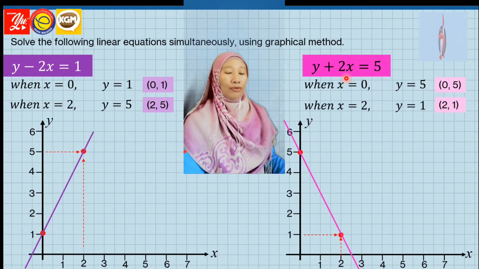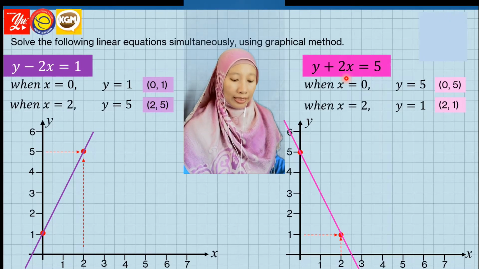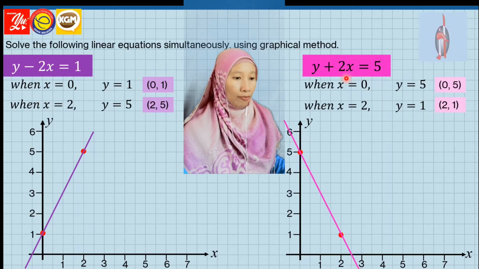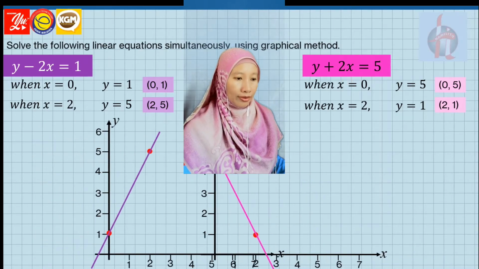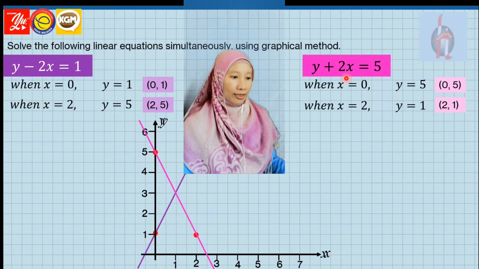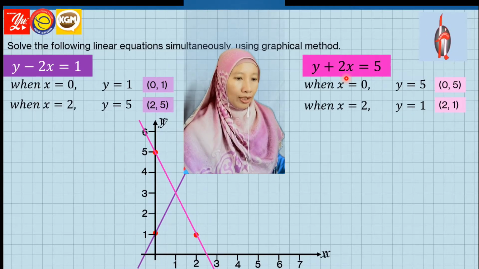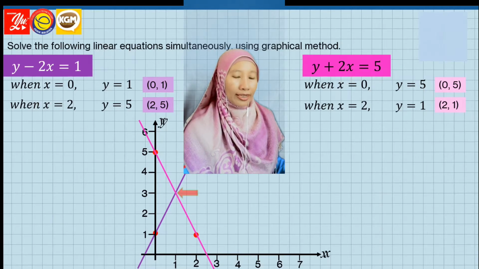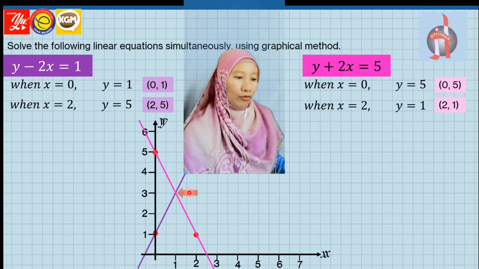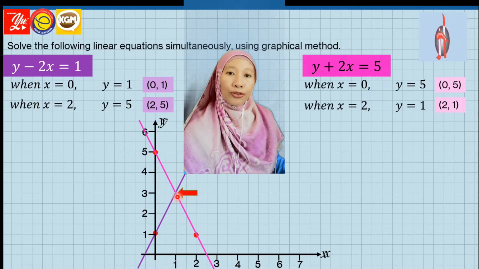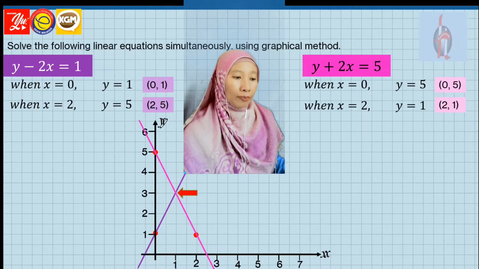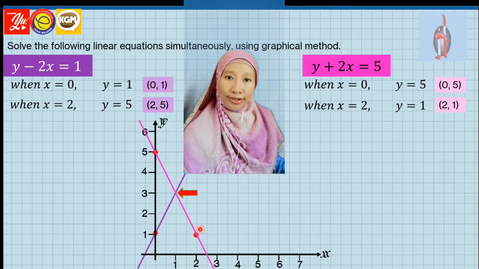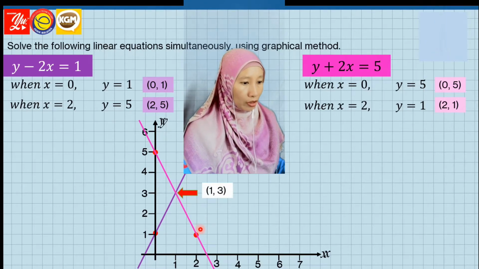Now imagine if we were to solve them simultaneously. It's like we combine the graphs together like that. So how do we solve them simultaneously? It is at the point of intersection. At the point of intersection, the value of x and the value of y will satisfy both equations, the purple equation and the pink equation.